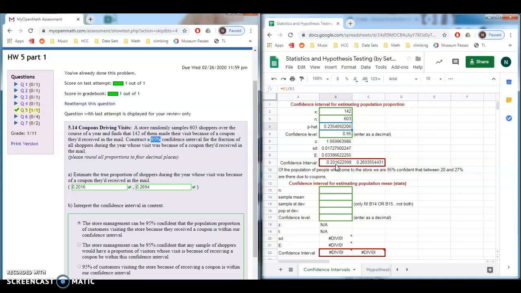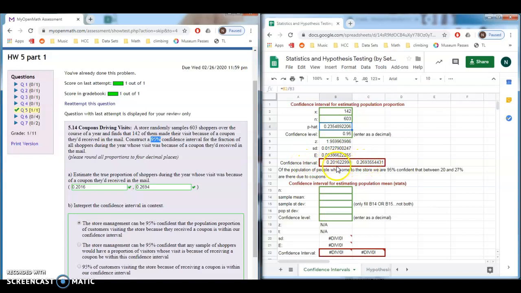What the store wants to know is, out of everyone who comes in the store, about what percentage of them are showing up because they're getting coupons. From the sample, we can see it's about 24%. But that's only these 603 people. Thousands and thousands of people are probably going to the store every month. So we want to know from the population of everyone who goes to the store what percentage are going because of coupons. So we've made this confidence interval.